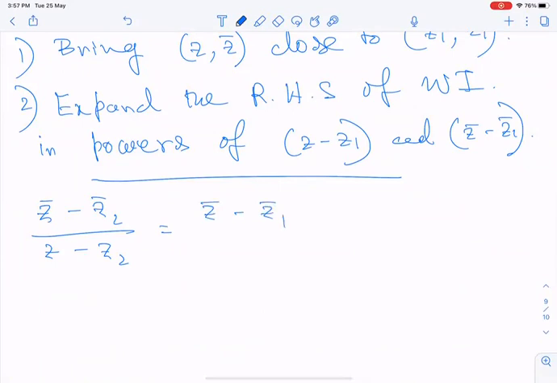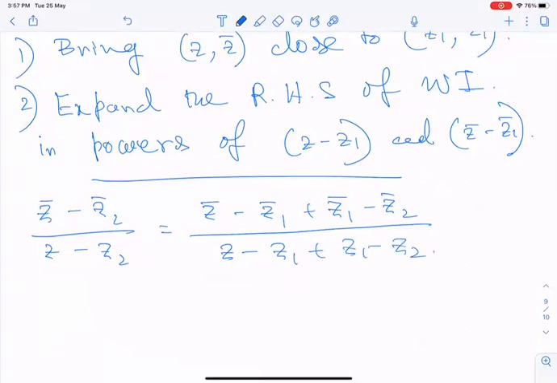So you write it as z bar minus z bar 1 plus z bar 1 minus z bar 2, and z minus z1 plus z1 minus z2. Now, both z bar minus z bar 1 and z minus z1 are much smaller than z bar 1 minus z bar 2 and z1 minus z2. That's the OPE limit. You have a bunch of insertions, but in the OPE limit, the distance between these two operators is less than the distance of one or two from the rest.